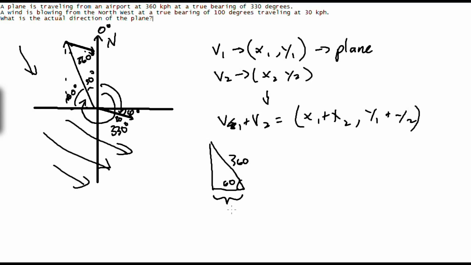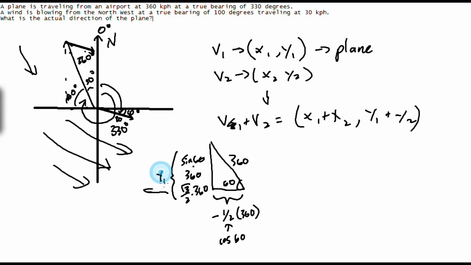Which is just going to be, if you apply some trigonometry, 1/2 times 360, and 1/2 is just cosine 60. And of course, it has to be negative because the plane's going this direction. So it's negative 1/2 times 360, and the y value is going to be sine 60 multiplied by 360, which is just square root 3/2 times 360. And that's going to be the y value. So this is x1, as you can see, and this is y1.